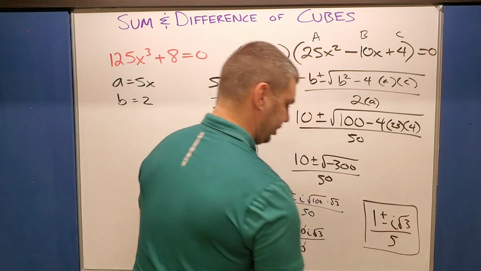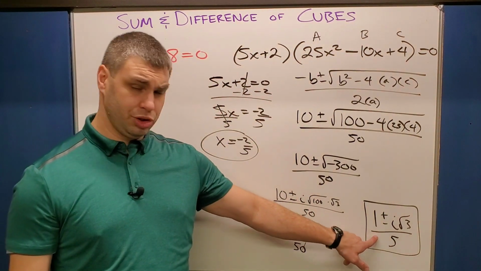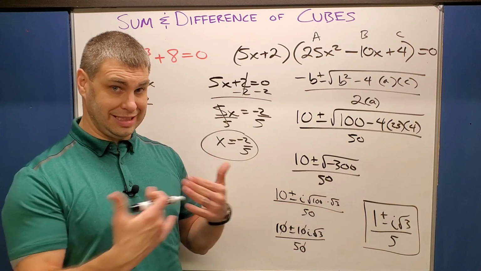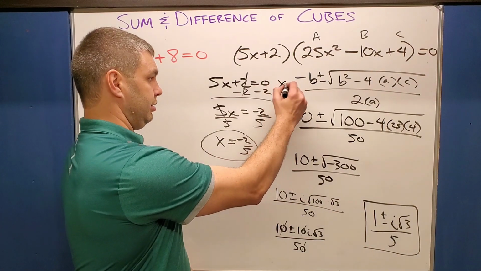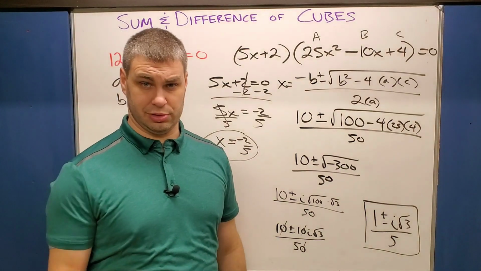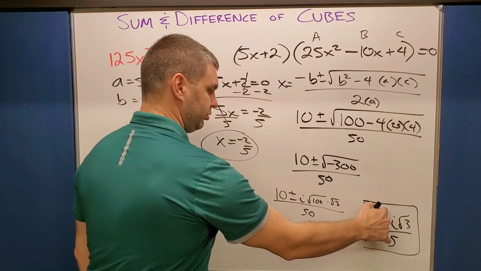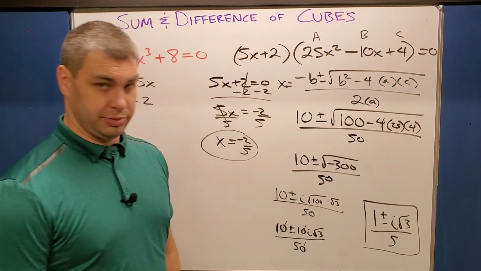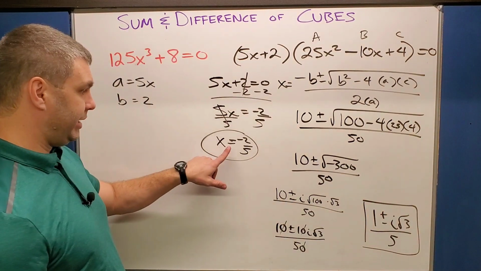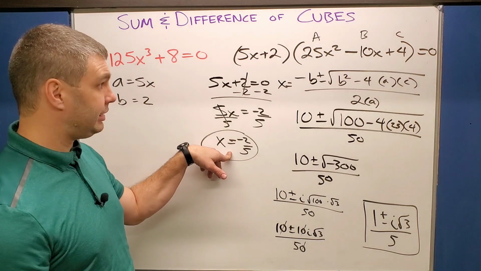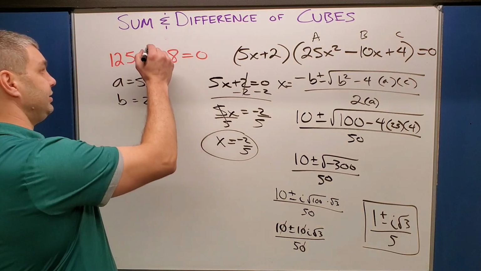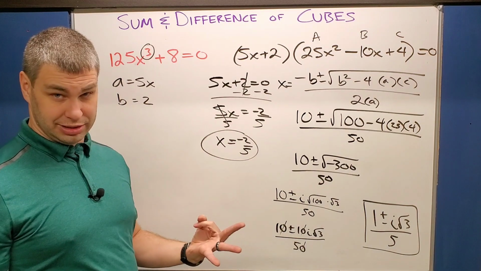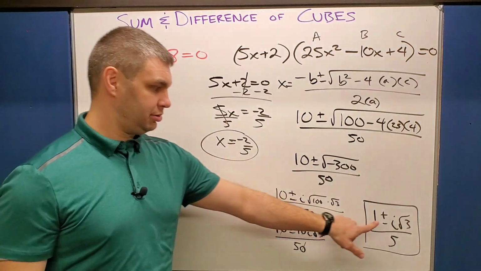Now, one thing to note here before I do our last one, this is two different solutions because of the plus or minus. Remember, this is x equals negative b plus or minus the square root of b squared minus 4ac all over 2a. So down here, this is two answers. I could take 1 plus i root 3 over 5 and 1 minus i root 3 over 5 to give me two answers. I have my other answer of negative 2/5 right there. And that's important because this is a cubic function, meaning if it's degree 3, I should have 3 solutions, and I do. 1, 2, 3.